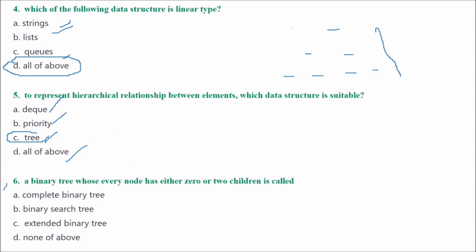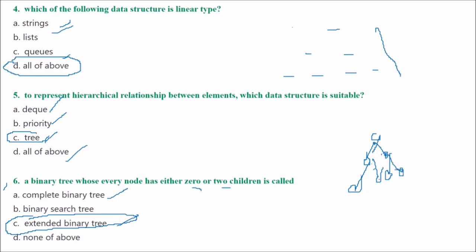Then the next: a binary tree whose every node has either 0 or 2 children is called what? Here, 0 or 2. Is it a binary search tree or something else? This is the option for you. 0 or 2 children. Is it a complete binary tree or an extended binary tree? We'll go with the extended binary tree. But a complete binary tree also has complete nodes, so either they have 2 or nil, but we'll go with extended binary tree.